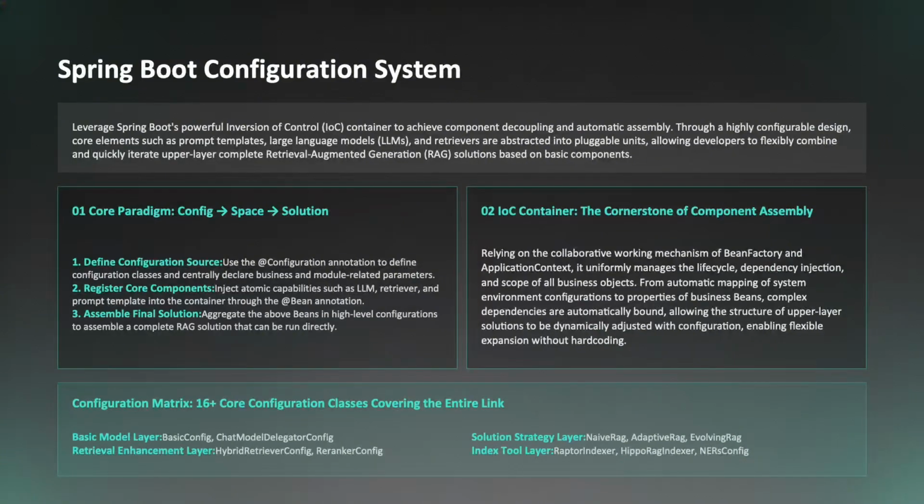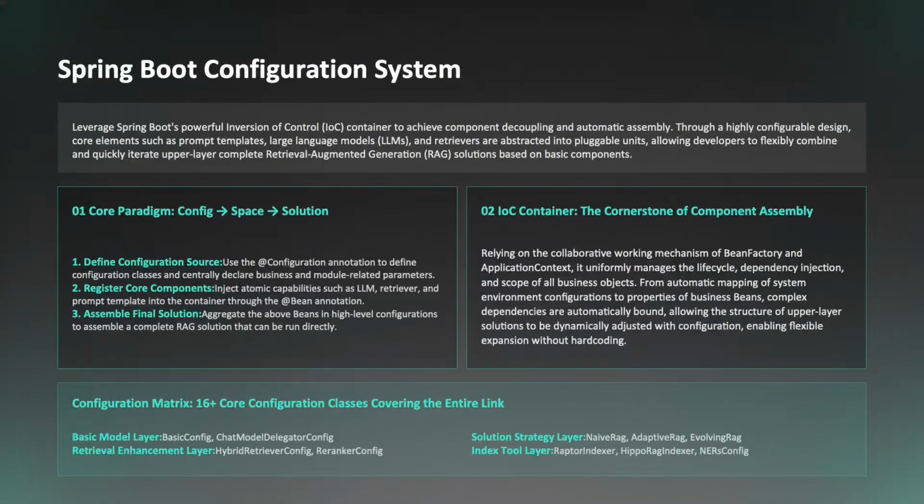Slide 15. Spring Boot Configuration System. All pipeline assembly and component management in M42 rely on Spring Boot's powerful IOC inversion of control container to achieve full component decoupling and automatic assembly. Every core capability, prompt templates, LLMs, retrievers, compressors, is abstracted into pluggable, configurable components, allowing developers to freely assemble custom RAG solutions from basic building blocks.